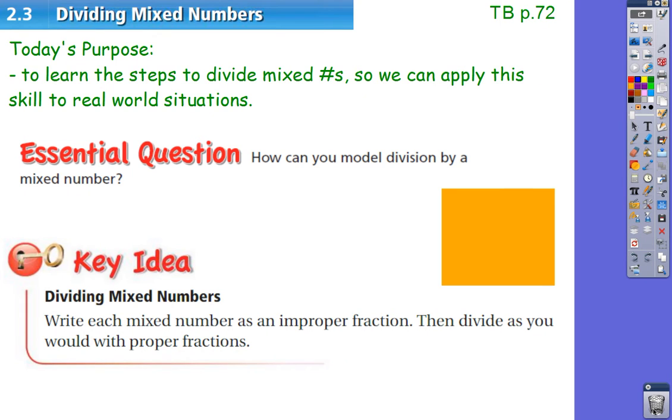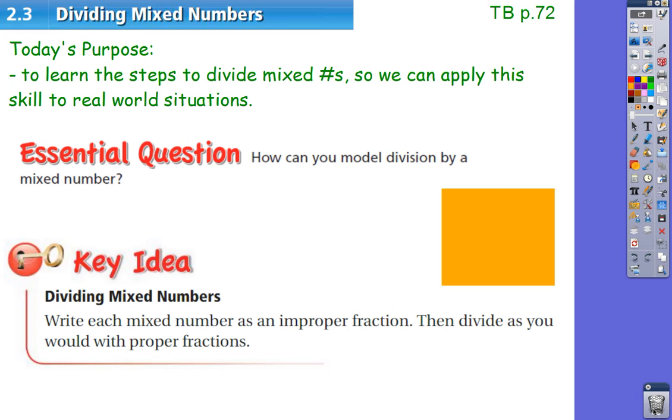Okay, in our last lesson, 2.2, we talked about dividing fractions. Today we are going to talk about dividing mixed numbers. Okay, this is lesson 2.3 once again, and it is on page 72 of your Big Ideas textbook.